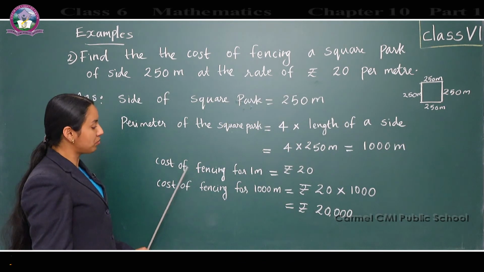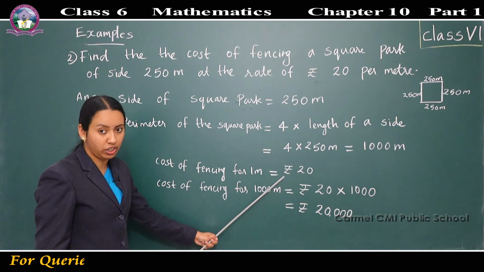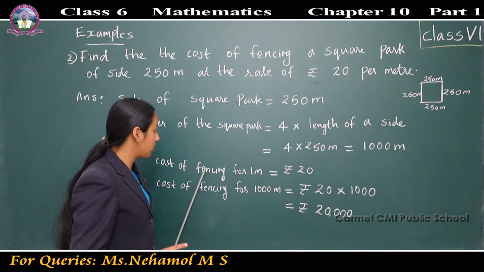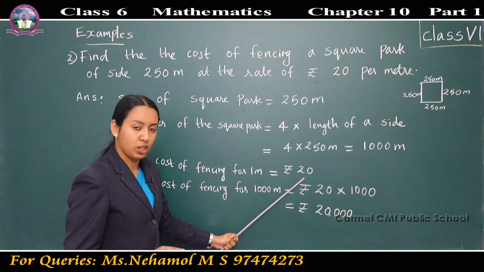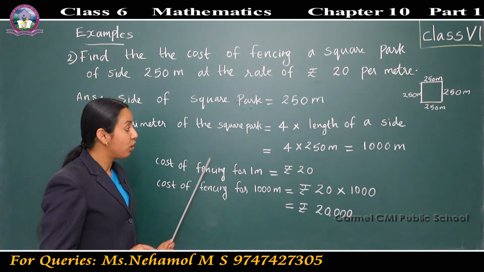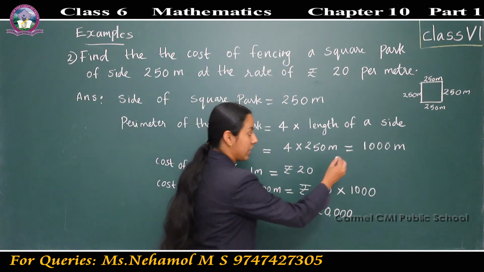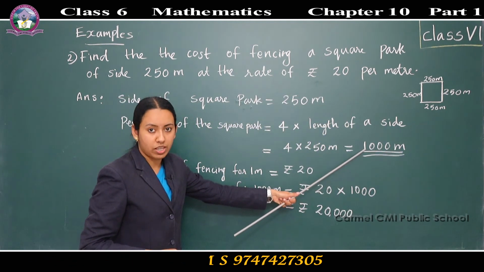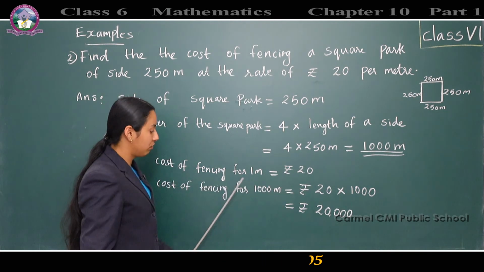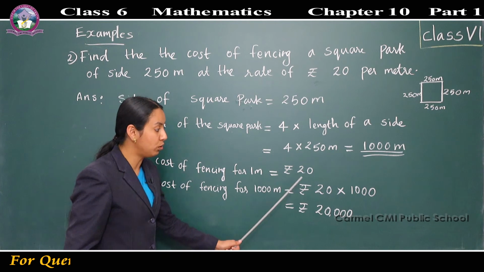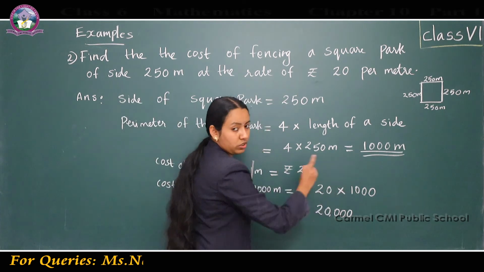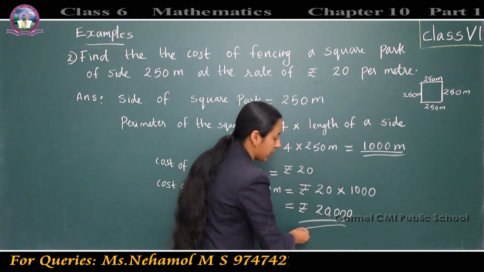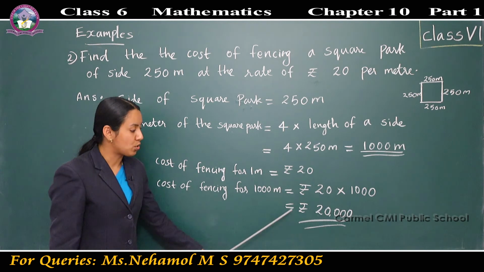Then cost of fencing for 1 meter is given, rupees 20 per meter. We have to find cost of fencing for 1000 meter since perimeter of the park is 1000 meter. Cost of fencing for 1000 meter will be equal to rupees 20 into 1000, that is equal to rupees 20,000. That is the answer, rupees 20,000.